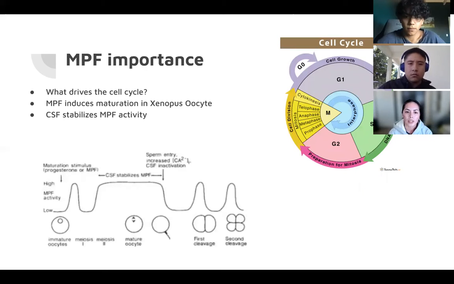MPF importance. By observing the cell cycle, the question about what drives the cell cycle comes up, and whether there is a biological clock within the cell itself. Every cell has 4 stages in the cell cycle, as seen in the figure to the right. We have G1, which is cell growth, the S stage, which is DNA replication, the G2 stage, which is the preparation for mitosis, and lastly, cell division.